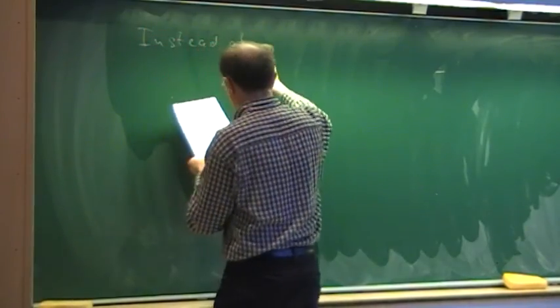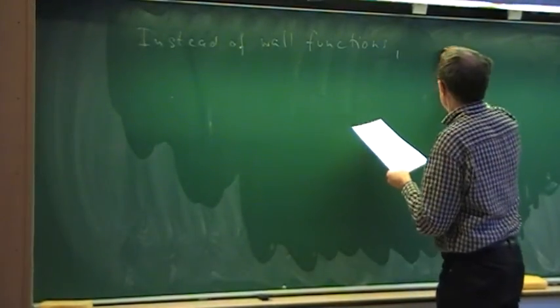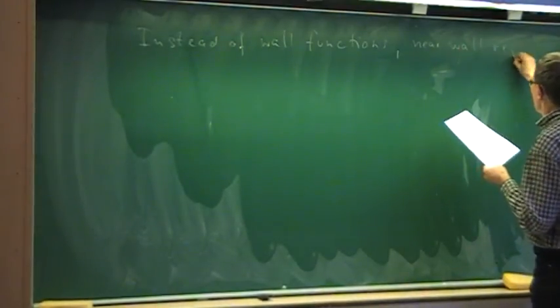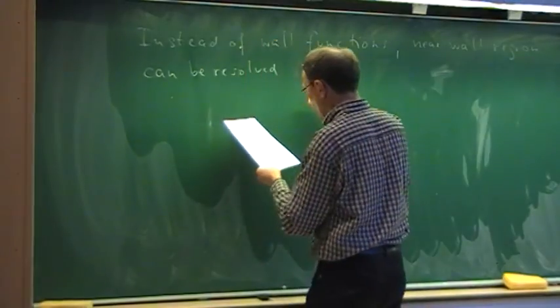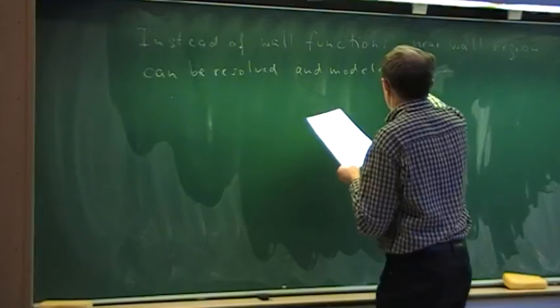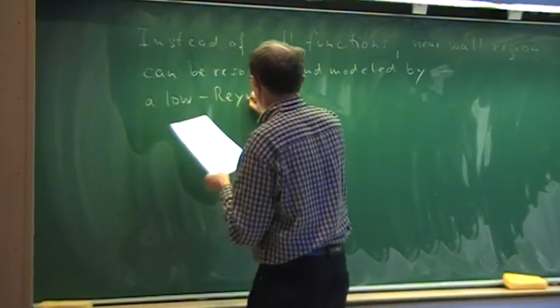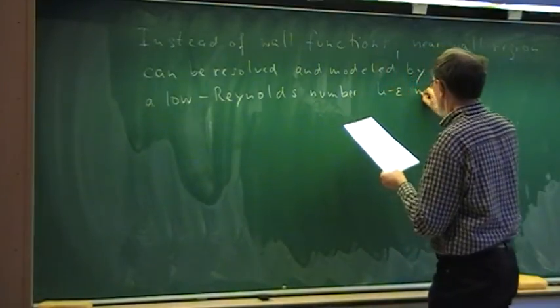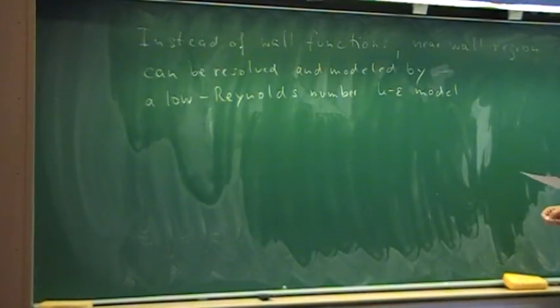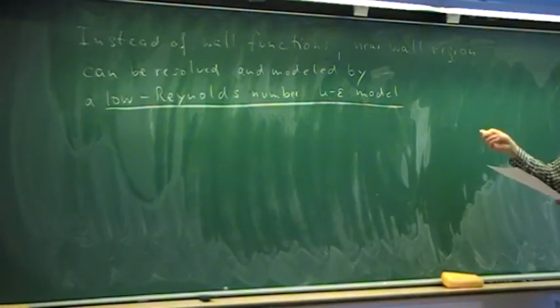So instead of wall functions, the near wall region can be resolved and modeled by a so-called low Reynolds number K epsilon model. So then these equations that I showed you get a little bit more complicated, but they keep their structure: convective flux, diffusive flux, production, dissipation.